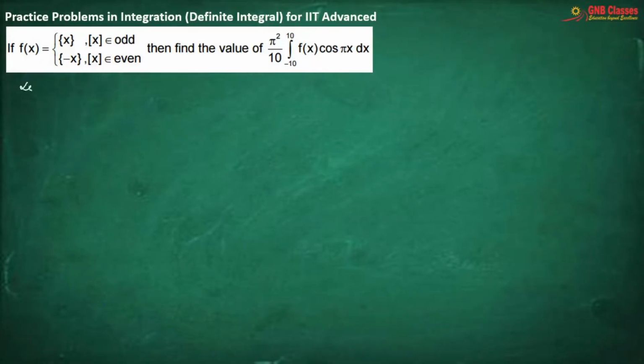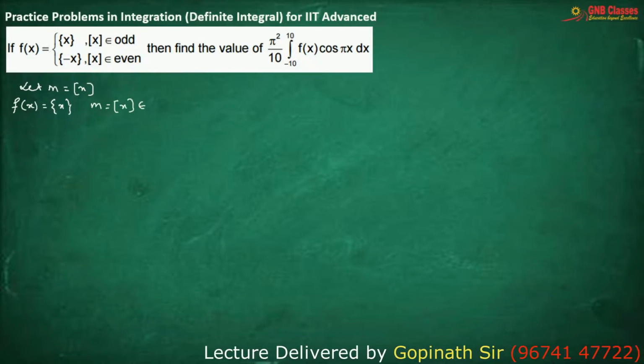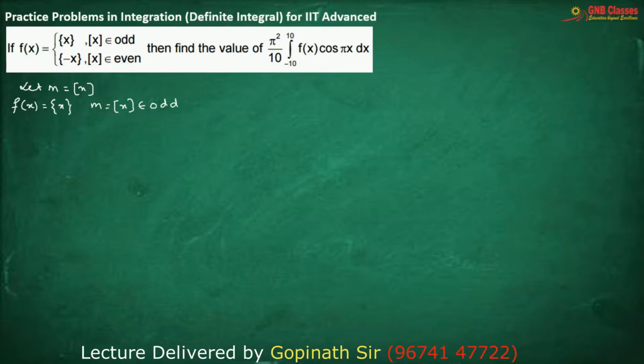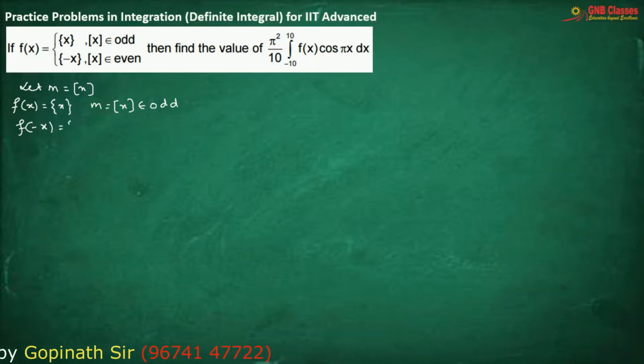Let us say m equals the greatest integer of x. So the definition of the function becomes f(x) equals the fractional part of x when m, which is the greatest integer of x, is an odd integer, right? Now f(minus x) will be the fractional part of minus x.